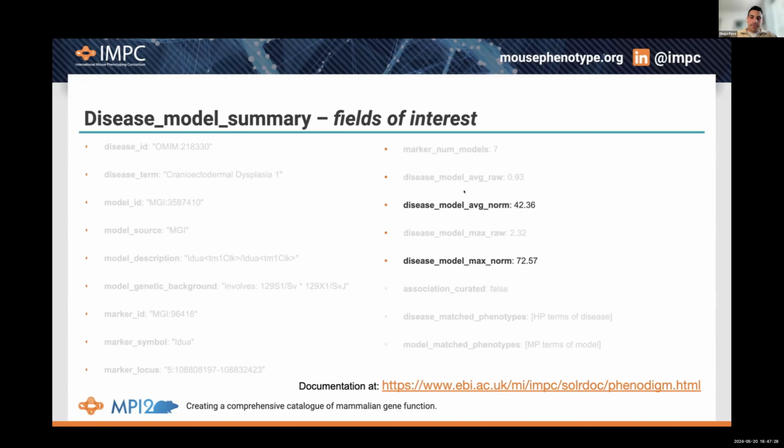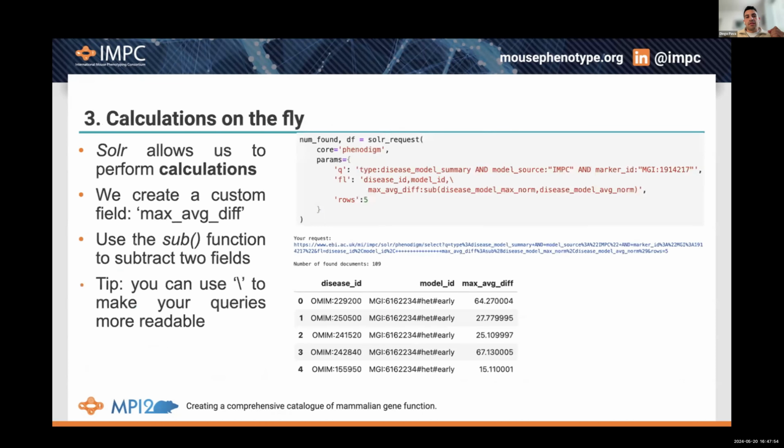From our fields of interest, I would like to highlight these two. These are just two numerical values which we'll call average normal and maximum normalized. It's not really relevant for the workshop to know what these are, but just know that these are the two values that we need to calculate the Phenodyme score that I mentioned earlier. And I will use these to show you some skills that we can incorporate into writing more powerful queries. So one of the things that Solr allows us to do when we query is to generate some calculations with the functions that are built in Solr.